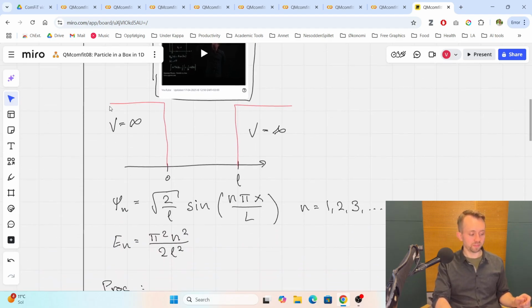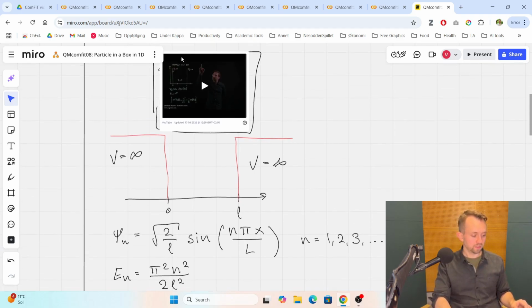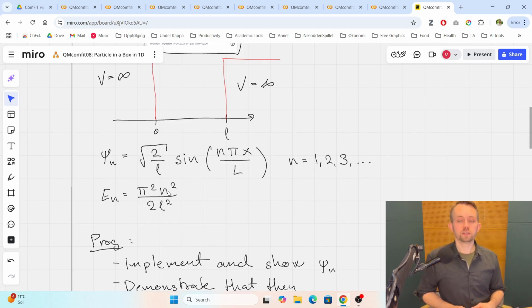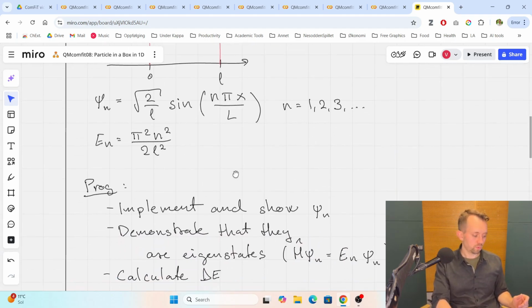But the essential setup is this: you have this infinite potential from negative infinity to 0, and then there is a box of length L where the potential is 0, and then at L, the potential goes back to infinity again. Now, in this video, they show how to derive that the so-called eigenstates of this potential are given by this expression here, square root of 2 over L times sine of n pi x over L for n equal 1, 2, etc. And the energy, they say, of this system is pi squared n squared over 2L squared.